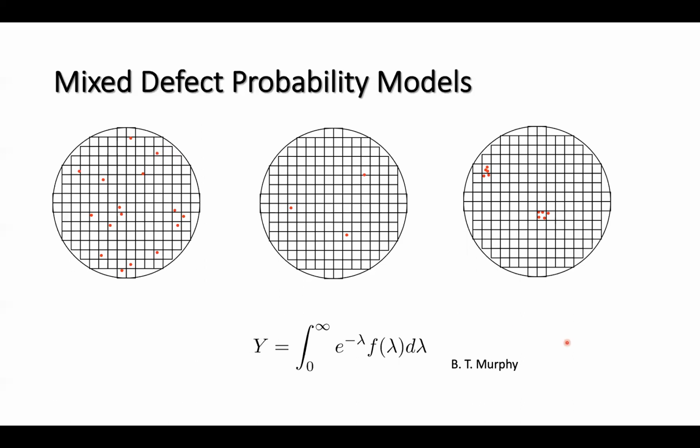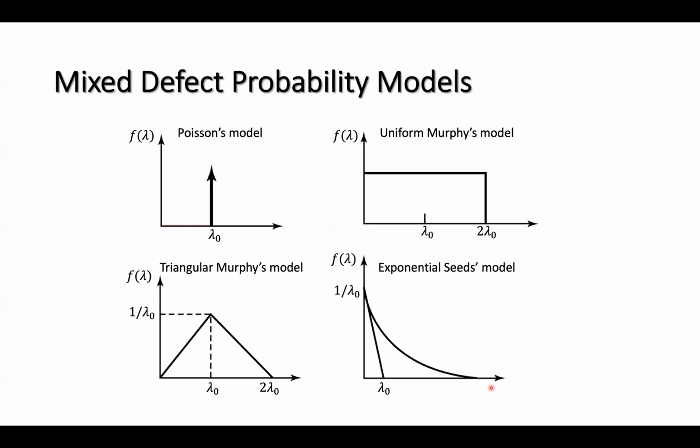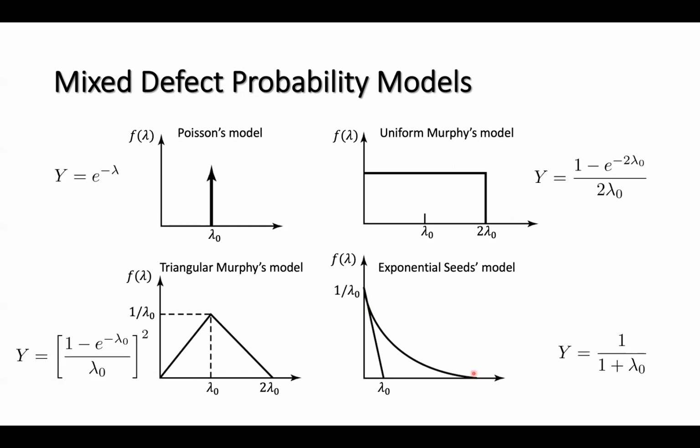Murphy proposed to directly use the Poisson's model, e to the power of minus lambda, but instead of using lambda as a constant, to use lambda as a random variable with some distribution f lambda, and then use this formula to get the new yield. Here are some examples of different distributions of f lambda. In Poisson's model, f lambda is simply a delta function with the constant lambda naught being the average number of defects. So f lambda can be uniform, triangular, or exponential, corresponding to different yields.